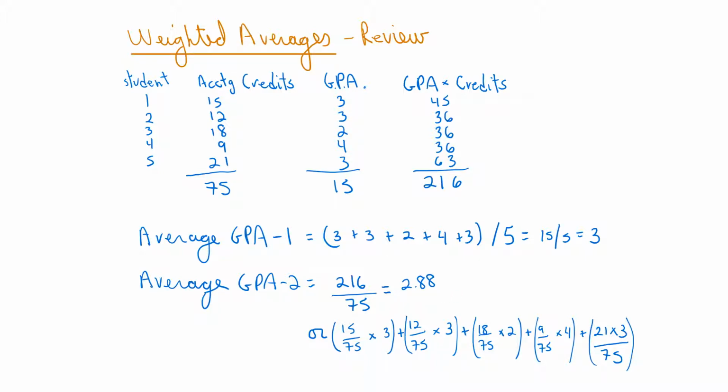Now, a simpler way of calculating it is to take the credits times the GPA for each student, and I've done that calculation, and then just add them up, and you can see we get 216. And so we're going to take the 216, divide by the 75, and end up with the same number, 2.88, which is, once again, capturing the fact that not all students are taking the same number of credits, and therefore the average GPA should reflect that difference. We're going to use weighted average GPAs in the next video.